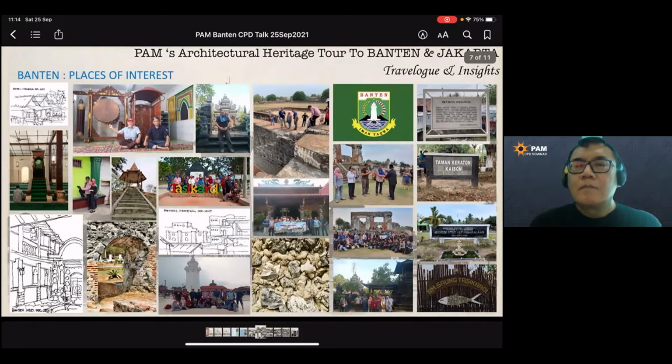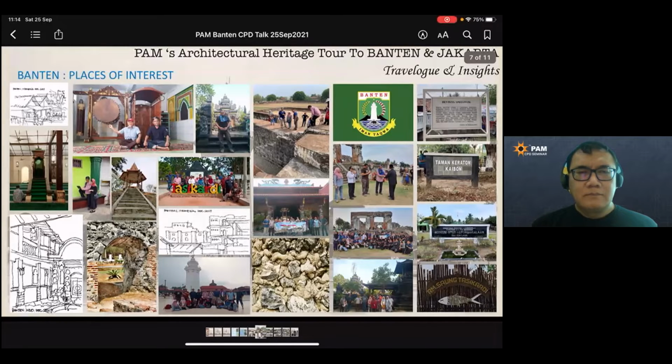During those 2 nights and 2 days, we went around. These are the composition of all the places that we visited. For example, you can see from the top right, Fort Speelwijk. It's an old fort. And then there's Taman Keraton Kaibon. Kaibon is keibuan in Bahasa Indonesia. So that's a palace. The king built the palace for his mother. That's why it's called Kaibon.